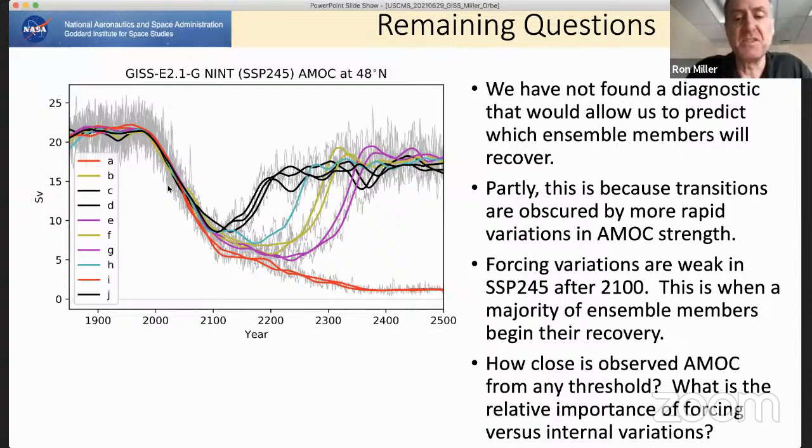I think an interesting question is how close the observed AMOC is to any threshold. And that raises the question of what is the relative importance of forcing versus internal variability. I don't think either of those are very well characterized. But that said, these are some of the questions that we are working to understand right now. So thank you very much, and I'll take questions if anyone has any.